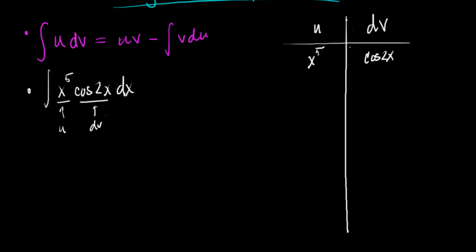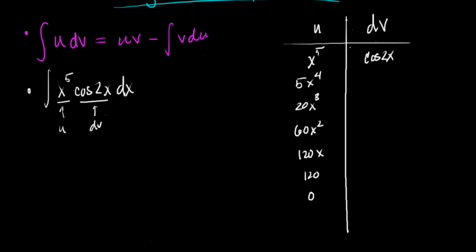For the u column, we want to differentiate and keep differentiating until we hit 0. That's going to help us get all of our terms for our answer. The derivative of x to the 5th is 5x to the 4th. The derivative of 5x to the 4th is 20x cubed. The derivative of that is 60x squared. The derivative of that is 120x. The derivative of that is 120, and then the derivative of that is 0. So we're done in regards to our u.